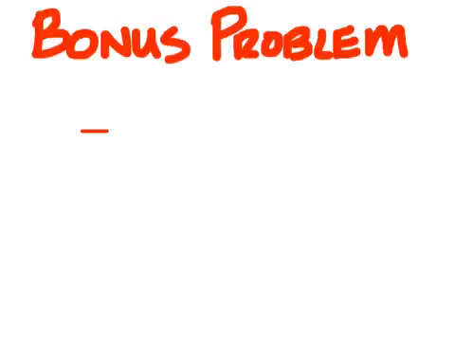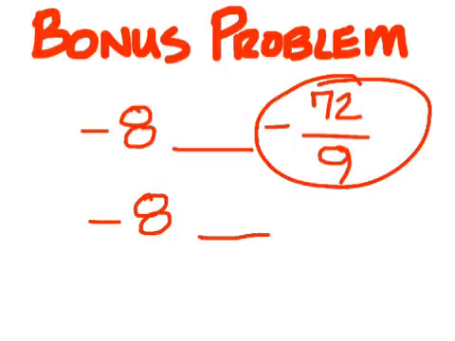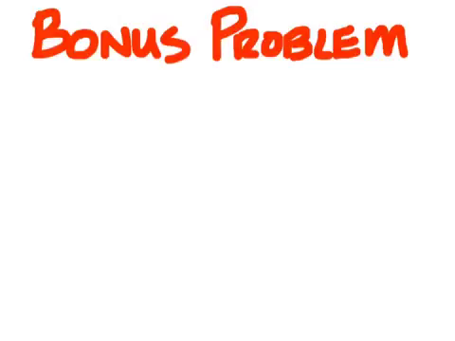Bonus number 1 is negative 8 is what in comparison to negative 72 over 9. Solution on the bonus, negative 8, but this is also a negative 8. Answer is equal.